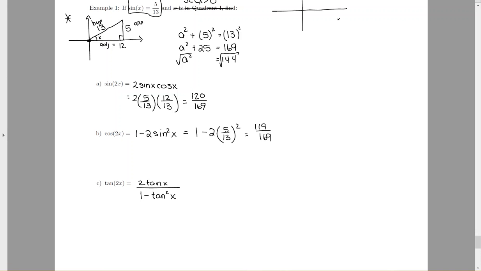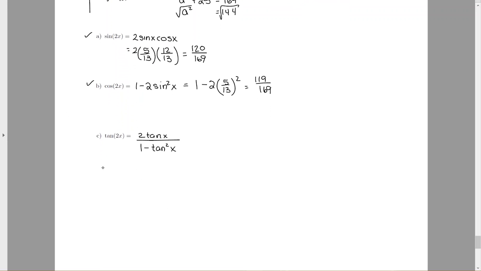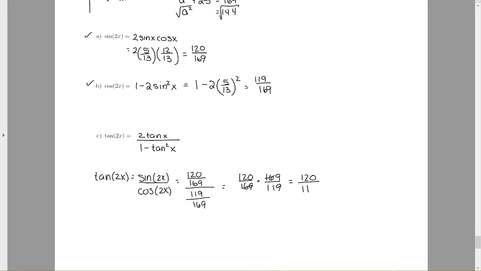All right, so here's the thing. Since you already have sine 2x and cosine 2x, technically you don't need the formula for tangent 2x, because tangent 2x is sine 2x divided by cosine 2x. And if you're pretty confident that you got these two correct, you can just fill in. Sine of 2x is 120 over 169, and cosine 2x is 119 over 169. Do the keep, change, flip. All right, and our 169s are going to cancel, and I have 120 over 119.